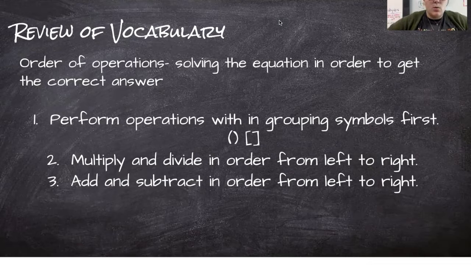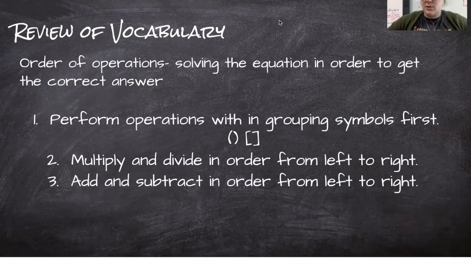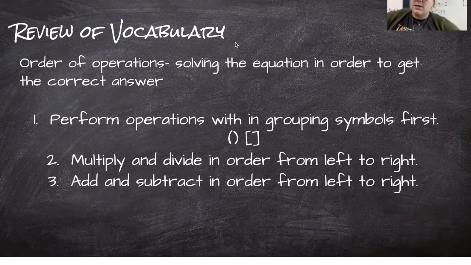So you're going to perform the operations within grouping symbols first. That's your parentheses and brackets. Parentheses are the circular ones, brackets are the more square looking ones. All grouping symbols and the equations in them need to be solved first before moving on to number 2, which is multiply and divide in order from left to right, and then add and subtract in order from left to right. So it doesn't matter if add or subtract is first as long as you're moving from left to right.